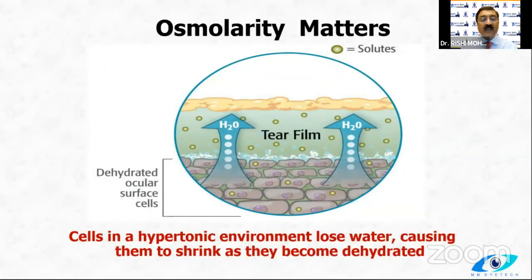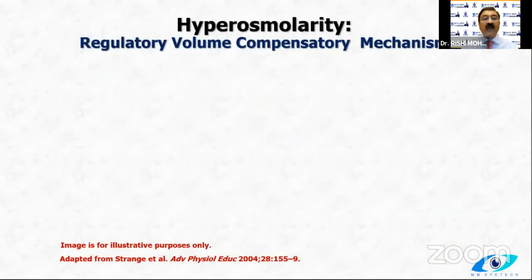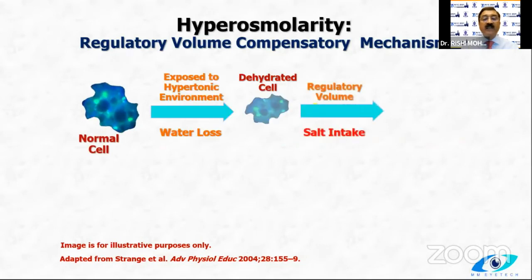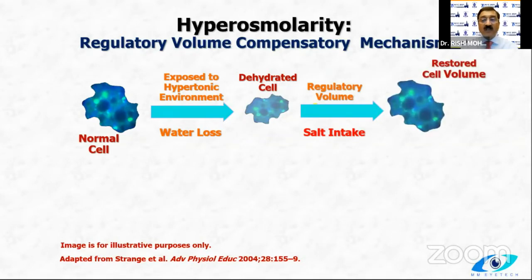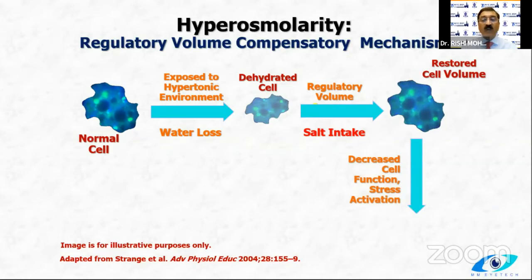But when there is evaporation and there is a hypertonic environment, the cells lose water, and this causes them to shrink as they become dehydrated. But as you understand, a tissue cannot really shrink. So it has to retain its own volume. And so the cell undergoes what we call regulatory volume adjustment. And it does this by introducing or imbibing salts. And along with the salts come in the water, which restores the volume.